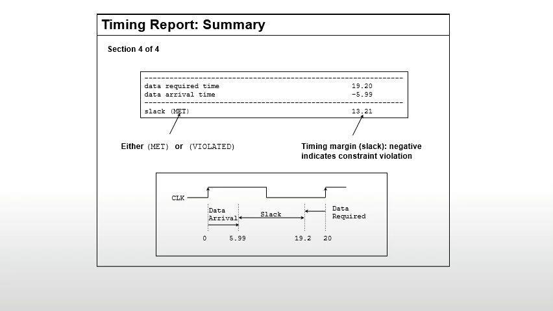The data required time is set at 19.20 nanoseconds. The data arrival time is measured at 5.99 nanoseconds earlier, shown as negative. Slack is calculated as the difference between required and arrival times. Here, the slack value is positive at 13.21 nanoseconds. A positive slack indicates the timing requirement is comfortably met. This means the data arrives well before the setup deadline. The path therefore satisfies STA checks, ensuring reliable operation.